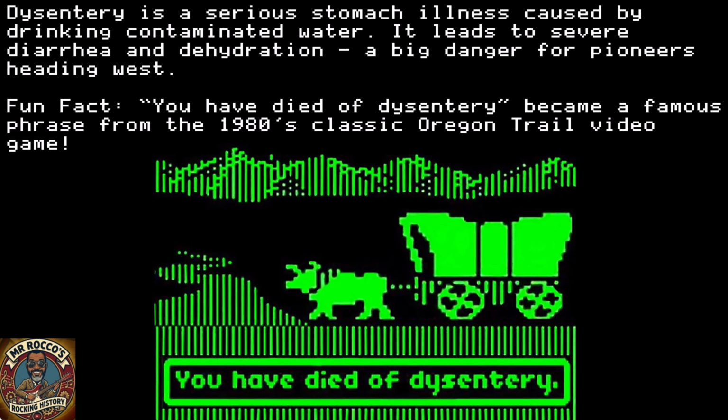The pioneers called this mission Manifest Destiny. It was a truly grand vision. But the reality? It came with a terrifying 1 in 10 chance of death. It turns out the greatest obstacle to the American dream wasn't the vast frontier itself. It was often just bad drinking water, or worse, a tragically placed wagon wheel.